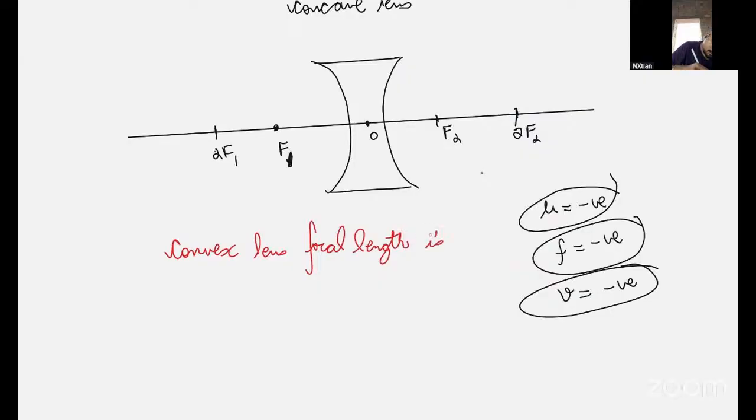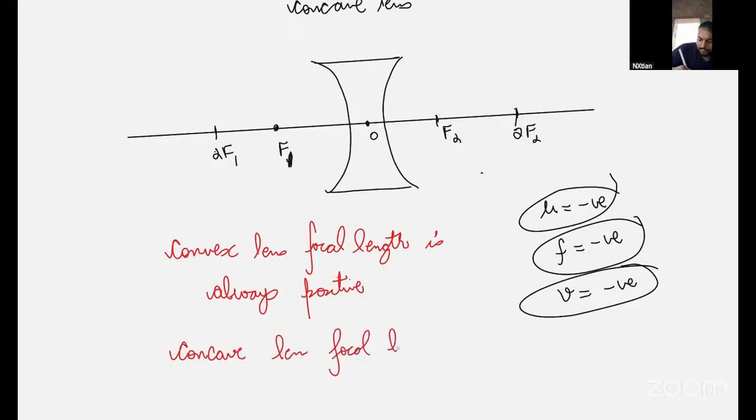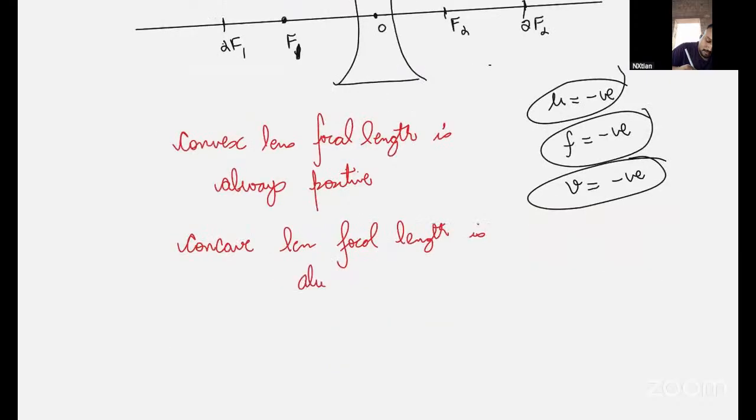The convex lens focal length is always positive, and the concave lens focal length is always negative.